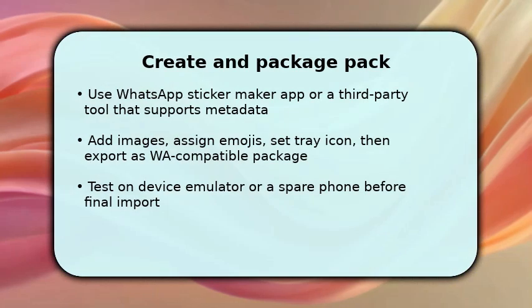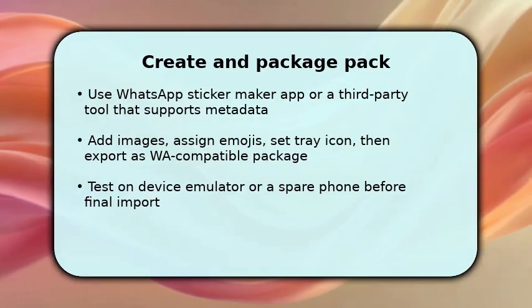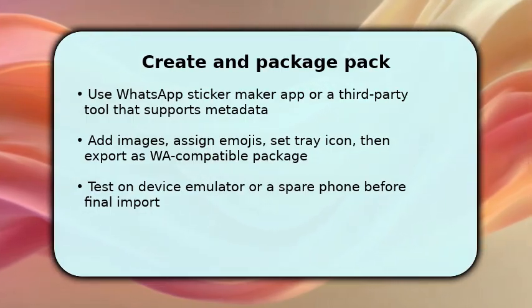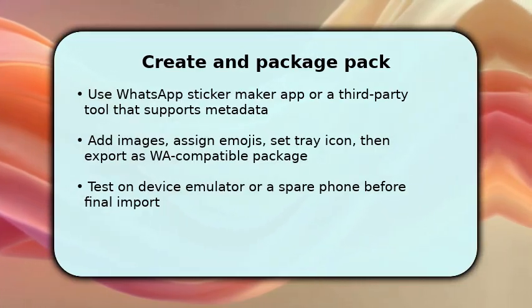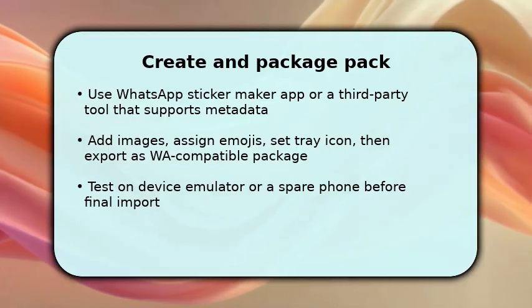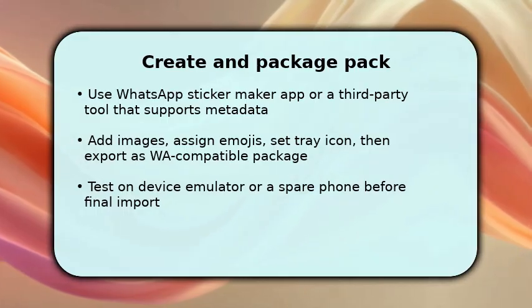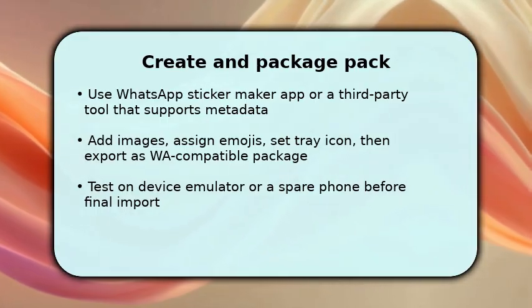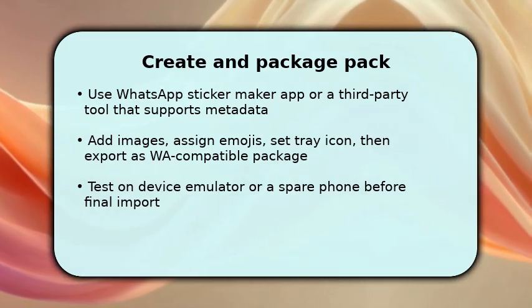You do this now because a tidy source set prevents errors later and speeds up the pack creation and import process. Now you build the actual pack using either the official WhatsApp sticker maker or a reliable third-party app. This step converts files into the app's required structure. Add each image, assign one or more emojis to help find stickers, and attach the tray icon. Then export the package in the WhatsApp-compatible format. This packages images and JSON metadata together.